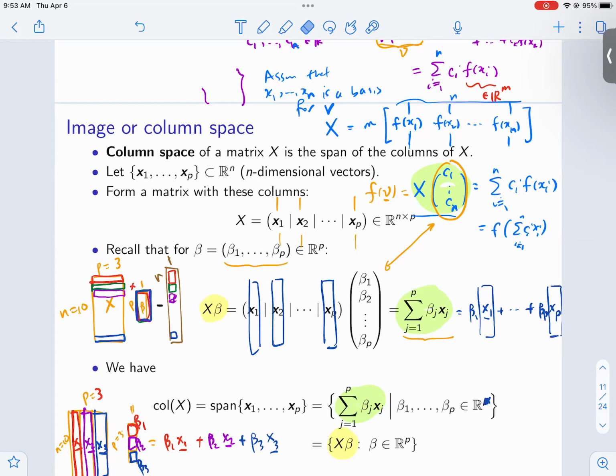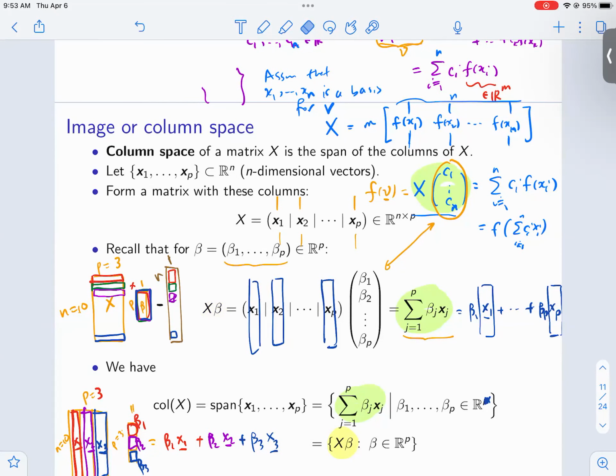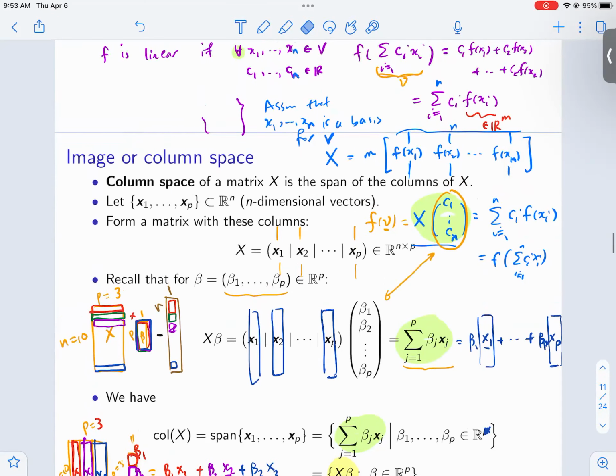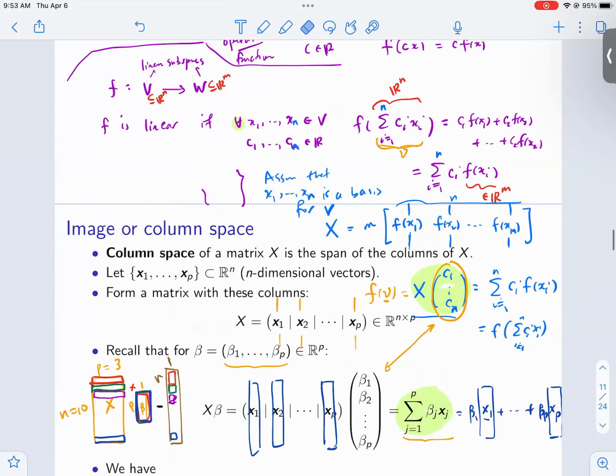The easiest way to think about it is, X is the function or the linear operator, beta is the vector that you're applying it to, and then you apply it, you get X beta. So the easiest thing, if you forget about the abstract version, is one caveat to mention.